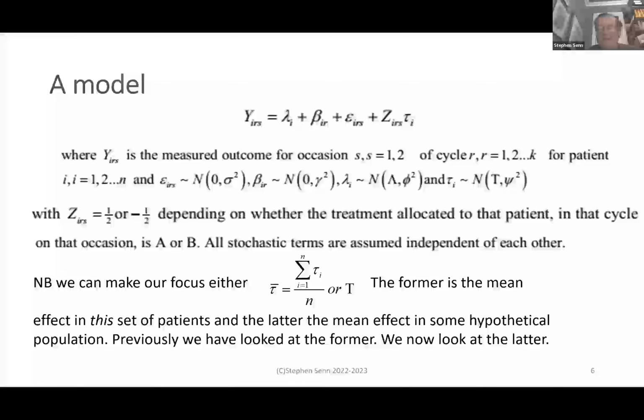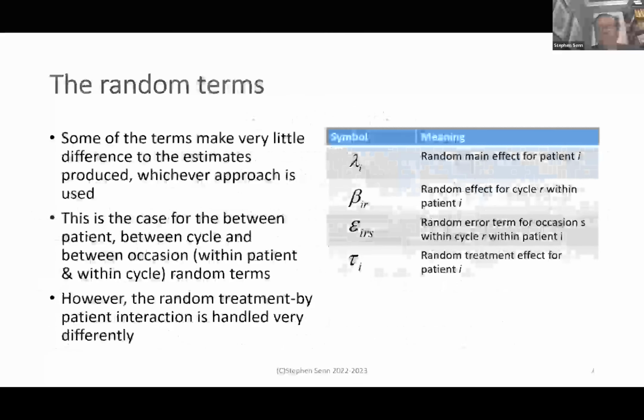If the question is what happened to the patients in the trials that were in the meta-analysis, that's a fixed effect analysis. If the question is what might one say about patients in general in clinical trials, possibly including trials that have not yet been run, then that's the random effect meta-analysis.